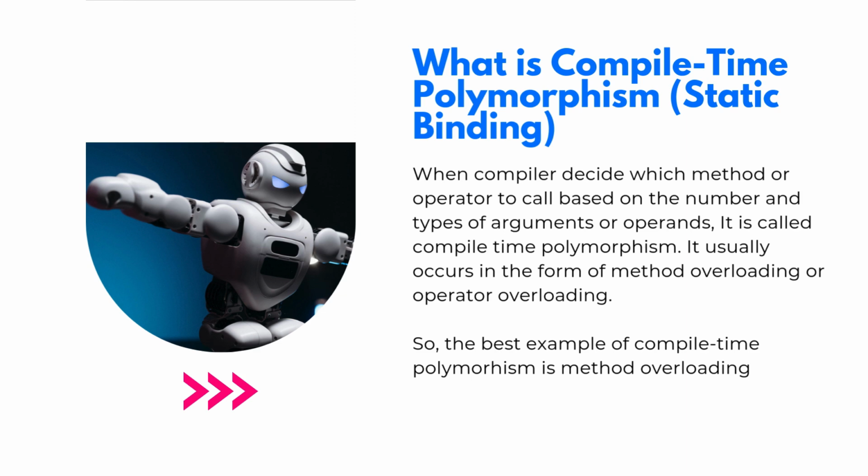What is compile-time polymorphism, static binding? When the compiler decides which method or operator to call based on the number and types of arguments or operands, it is called compile-time polymorphism. It usually occurs in the form of method overloading or operator overloading. So, the best example of compile-time polymorphism is method overloading.